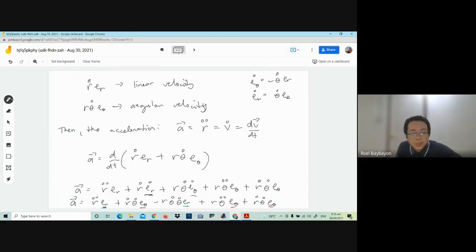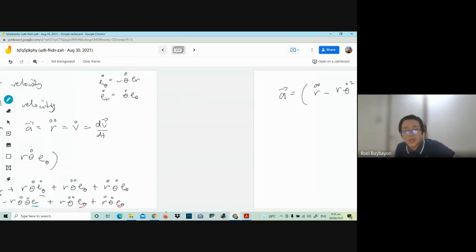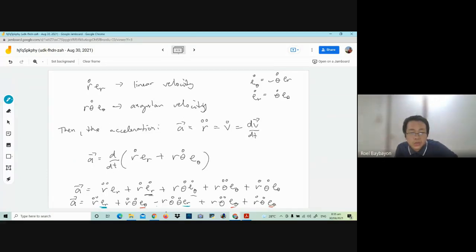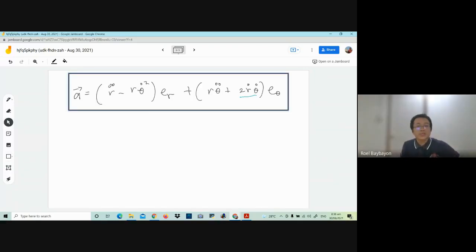So tanawa nimo, ang e_R, naa tay r double dot as coefficient, minus r theta dot times theta dot, which is theta dot squared. That's why naa tay r theta dot squared diri. And ani nga term, naa tay r dot theta dot plus r dot theta dot, that's 2. That's why naa tay 2 diri. So this is actually the acceleration of the particle in plane polar coordinates.